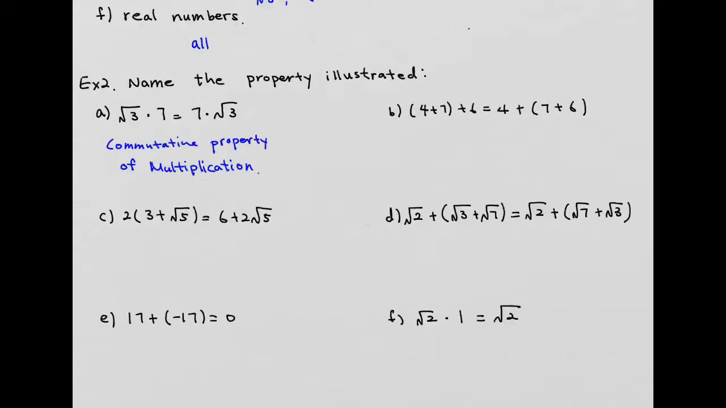If we're looking at B, we have 4 plus 7, plus 6, and then we have 4, plus 7 plus 6. Same thing, but because you have parentheses on the 4 plus 7 on one side, and on the other side you have 7 plus 6, it is grouping. So you work this first, and you work the other one first on the other side. In this case, it's going to be the associative property, and this is all addition, so it will be the associative property of addition.